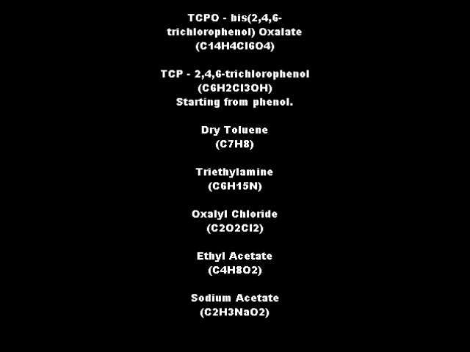I'm gonna show you how to dry the toluene the way I do. I'm gonna show you how to make triethylamine, which is the base used in the reaction. Oxalyl chloride is also demonstrated, how to make that, and even the ethyl acetate and the sodium acetate used in the chemiluminescent reaction itself. I haven't yet found a way to make some fluorescent dyes, but I probably will find out in some time. I hope to.